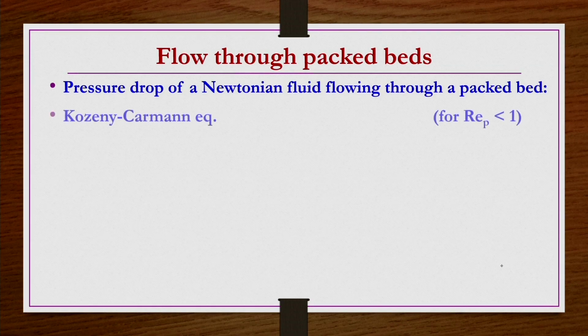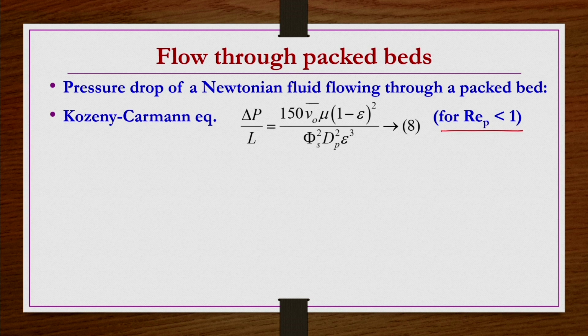We have seen the Kozeny-Carman equation for Re_p less than 1. We have derived it as delta P by L equals 150 V naught bar mu (1 minus epsilon) whole squared, divided by phi_s squared d_p squared epsilon cubed. This is the equation for pressure drop. If a fluid is flowing through a packed bed under very small flow rates, having a Reynolds number very small, less than 1, then laminar flow conditions exist, and under those laminar flow conditions we can obtain the pressure drop by this equation.